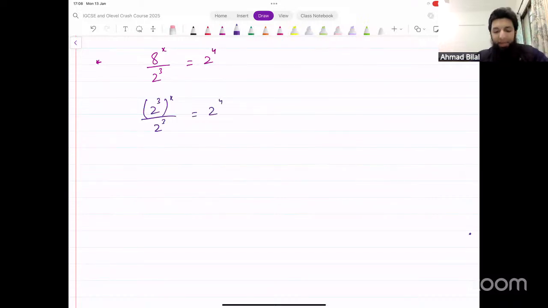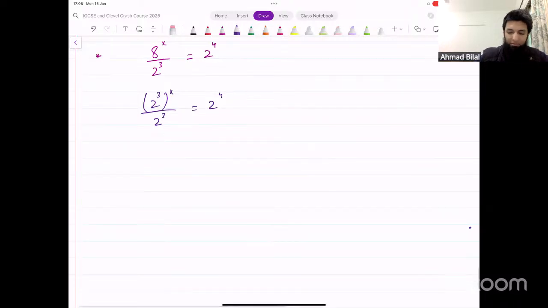Okay, so we can write 8 as 2 raised to power 3. So it becomes something like this. What do we do next? Remember, we can't cancel these out. That does not work because this 2 raised to power 3 just has power. This is just 2 raised to power 3. This 2 raised to power 3 has this power x as well. You can't just cancel it out like that. So what do we do after this? The numerator, we can simplify that as 2 raised to power 3x, right? These powers get multiplied.